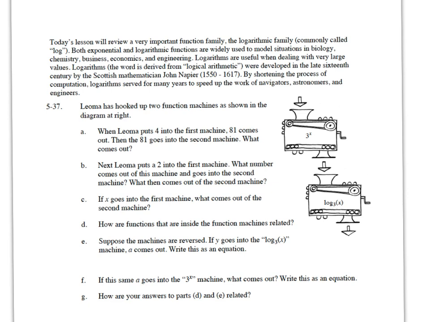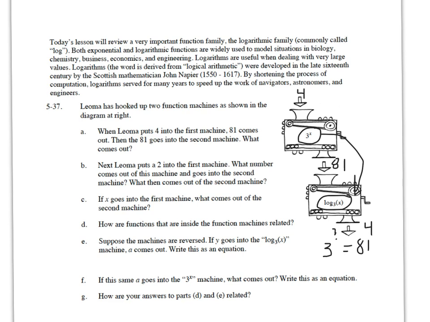Leoma has hooked up two function machines as shown in the diagram at right. Part A. When Leoma puts 4 in the first function, 81 comes out. Then 81 goes in the second function. What comes out? Well, if you're taking 3 to the x and you're plugging in 4 and 81 comes out, then the log base 3 is really asking 3 to what power, question mark, equals 81. That value has to be 4.